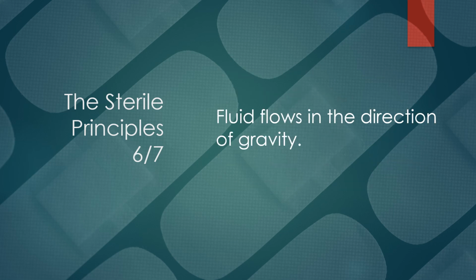Sterile principle number 6. Fluid flows in the direction of gravity. So this means that if your forceps are pointed upwards while you're holding them, the fluid flows in the direction of gravity, so it flows down. And then if you go to point your forceps down, that fluid goes from where it flowed down to the tips of your forceps. So then it is potentially contaminating your forceps.